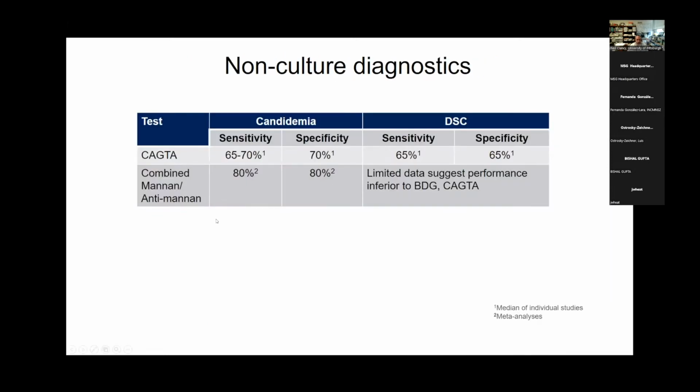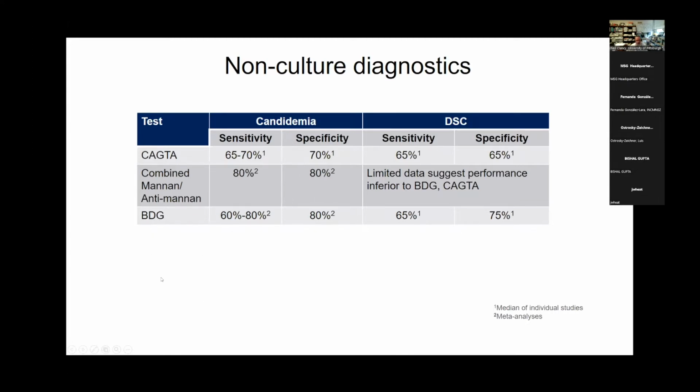So it's these data that have led to the need and the desire for non-culture diagnostics. I'm not really going to talk about the Candida albicans germ tube assay or combined mannan, anti-mannan assays. These are used to varying degrees in Europe. I think the data on these would suggest that performance is generally similar to or perhaps somewhat inferior to that of serum beta-glucan. The beta-glucan assay that's FDA approved in the United States, of course, is the Fungitell assay.